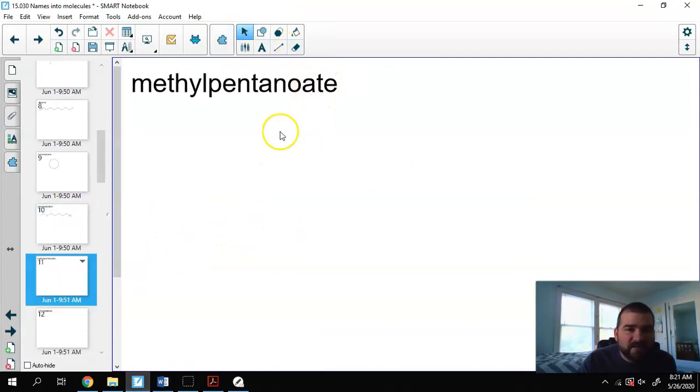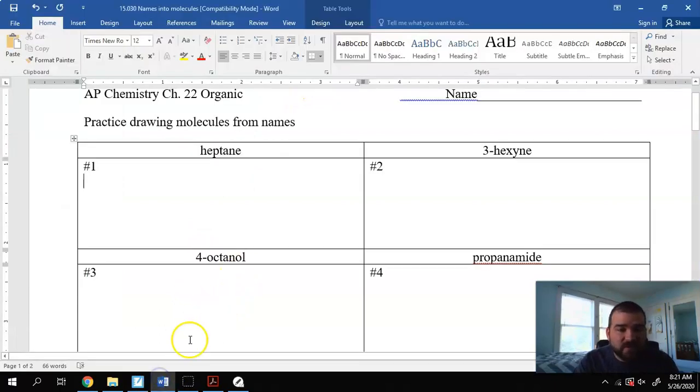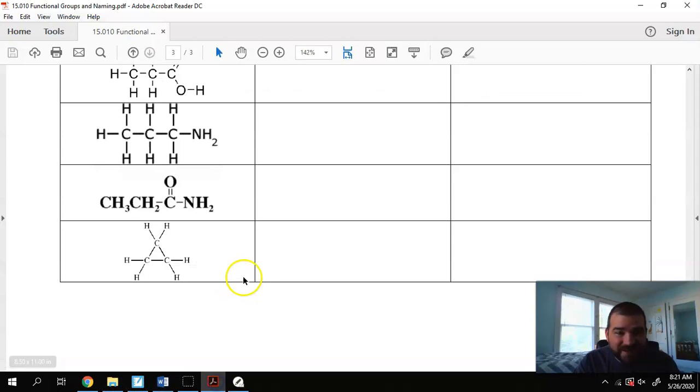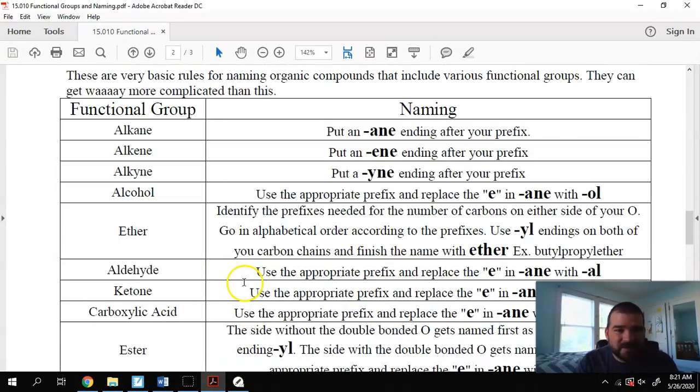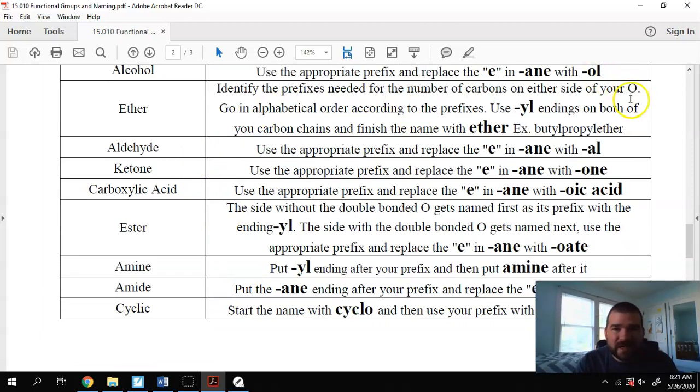Methyl pentanoate. So that "oate" ending is implying an ester. So again, we have ethers and esters. Let me go back real quick. An ether is when you have an oxygen in the middle of your chain, singly bonded. An ester is when you have an oxygen singly bonded in the middle of your chain with a double bonded oxygen right next to it.